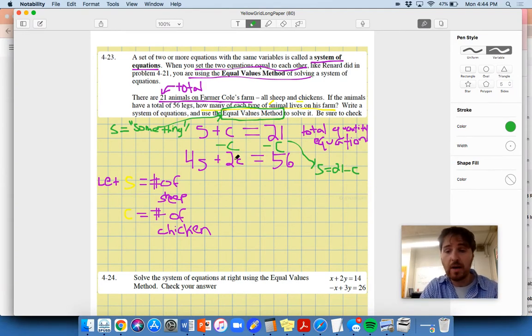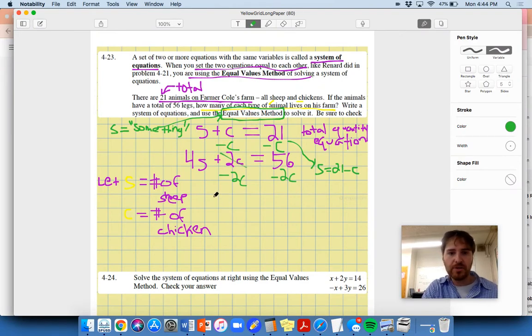Can I change the bottom one to the form S equals something? You sure can, you can bet on it that you definitely can do that here. Okay, how do I do that? Well, I want to solve for S equal to something. Well, I've got to get rid of that 2C there. So I'm going to subtract 2C from both sides.